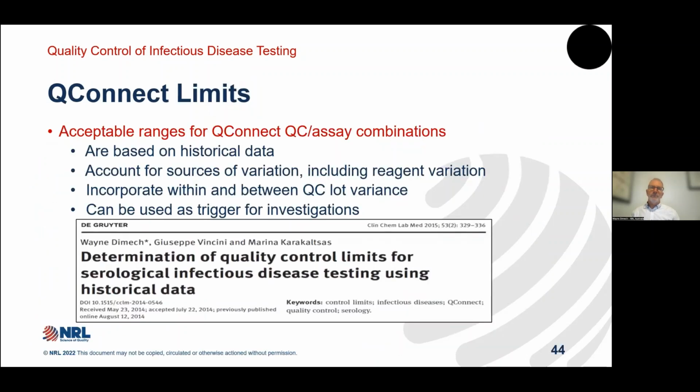The acceptance criteria established in the QConnect program are referred to as QConnect limits, and these are acceptance ranges for any specific QC assay combination. They're based on historical data and account for the sources of variation that normally include reagent lot variation. And these have been established to show variance between and within QC lots, and can be used as a trigger for investigations of any form of questionable variation in testing.